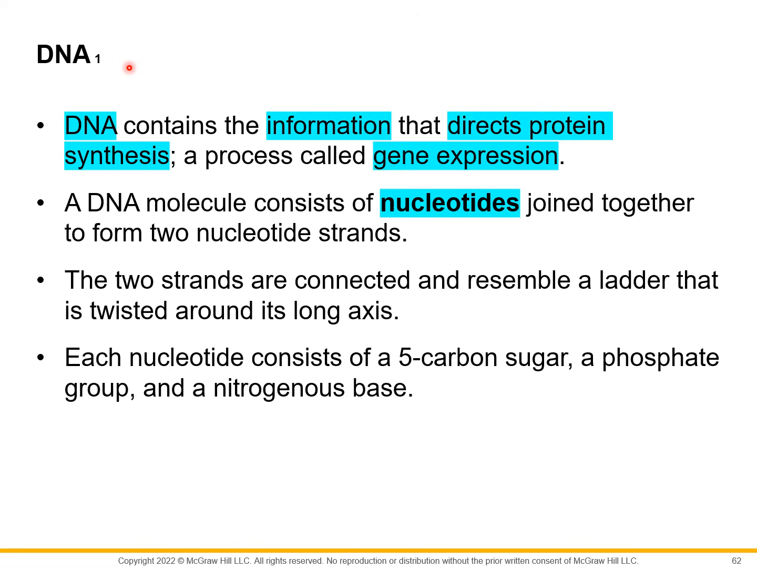This slide talks about the DNA. Again, let's just focus on the important statements. The DNA contains the information that directs protein synthesis, or tulad nung nabanggit sa slide kanina, this is the kind of like instructional manual on which proteins needs to be produced. Now, this process is otherwise referred to as gene expression. A DNA molecule consists of nucleotides that are joined together to form two nucleotide strands.